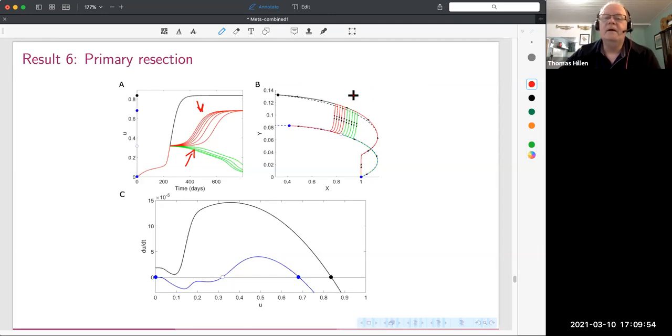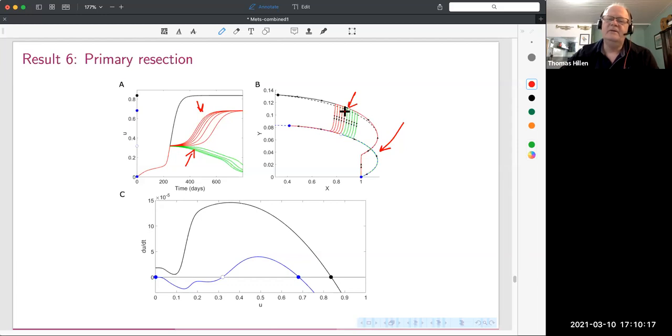So here, the dashed line is the slow manifold in presence of the primary tumor. And so you get dynamics which goes very close to this black dashed line. But then upon removal, you fall down onto the other manifold, onto this one, where there's no primary tumor. And now it depends where you fall.